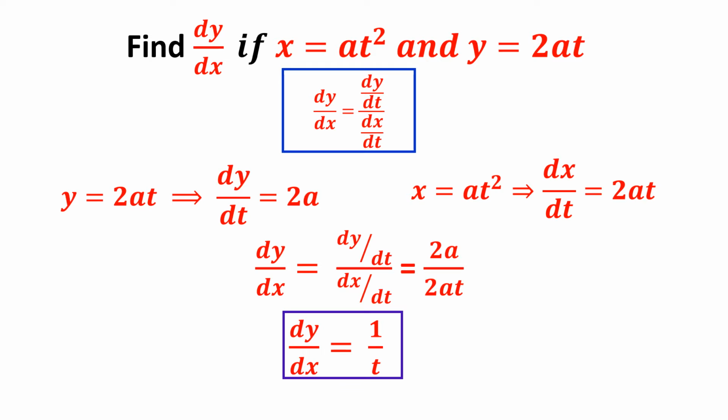Suppose you give y square is equal to 4ax, you know how to get its derivative also. 2y into dy by dx is equal to 4a. Therefore, dy by dx is equal to 2a by y. Now, this is the derivative using parametric representation, and dy by dx is equal to 1 by t.